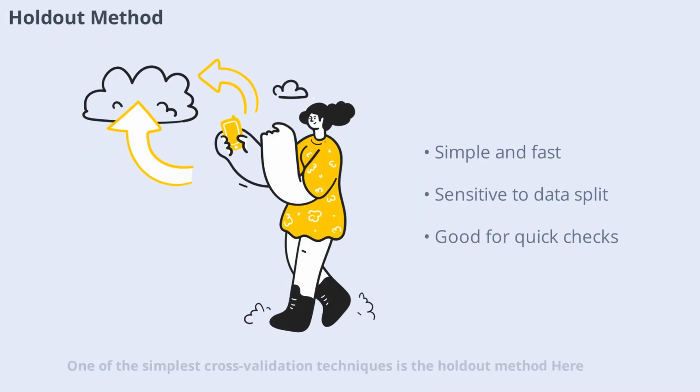One of the simplest cross-validation techniques is the holdout method. Here you split your data into two sets, one for training and one for testing. Typically about 70% of the data is used for training and the remaining 30% is reserved for testing. While this method is straightforward and quick, it can be sensitive to how the data is split. If the split isn't representative, your model's performance estimate might not be reliable. Despite its simplicity, the holdout method is a good starting point for beginners.